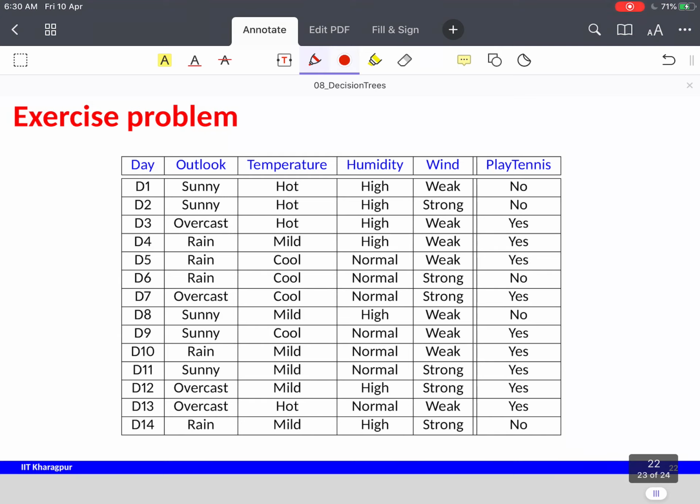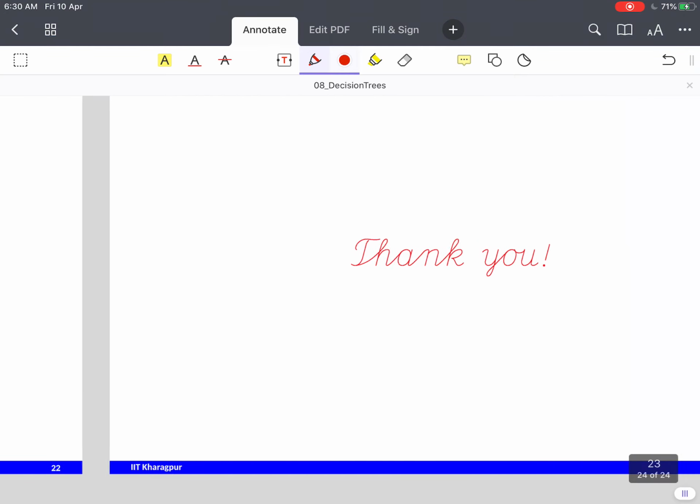With this, I will give you an exercise problem where you have to predict. This is an example where I decide whether I will play tennis or not depending on the outlook, temperature, humidity, and wind. You have to construct a decision tree out of this. You have to select the most significant attributes, and then construct the whole tree. Whatever we have done for this example, you have to do for that example.